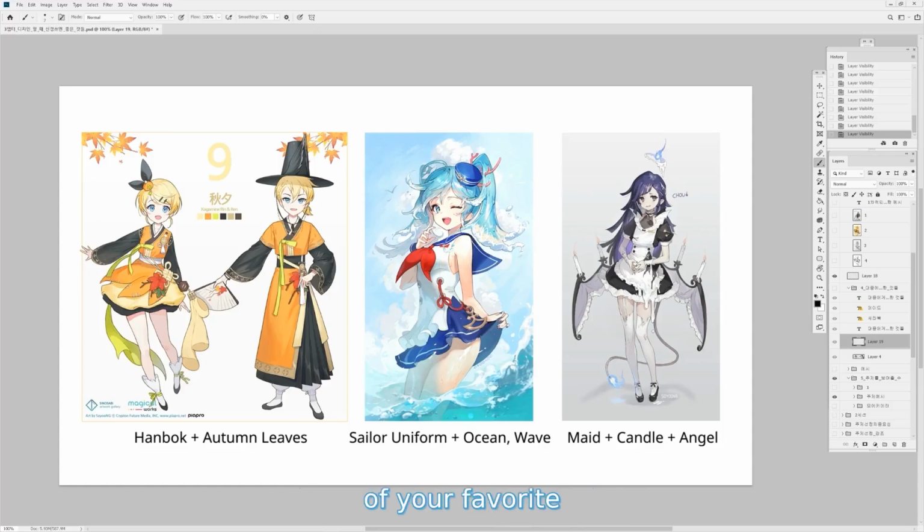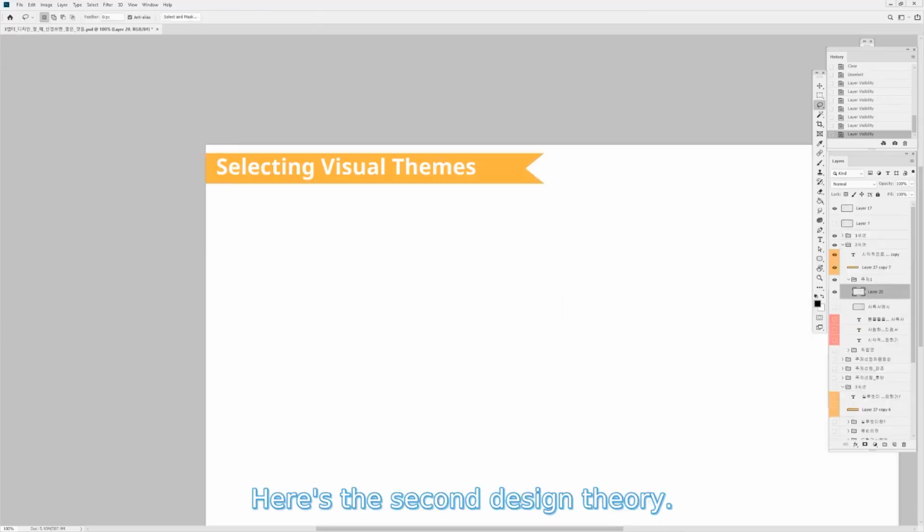If it's an image of your favorite video game character, you'd spend more time looking at it, but in most cases, we show our paintings to an unspecified group. So, we should consider the viewers and make the themes easier to understand. That's all I prepared for considering the viewers. Here's the second design theory, selecting the visual theme.